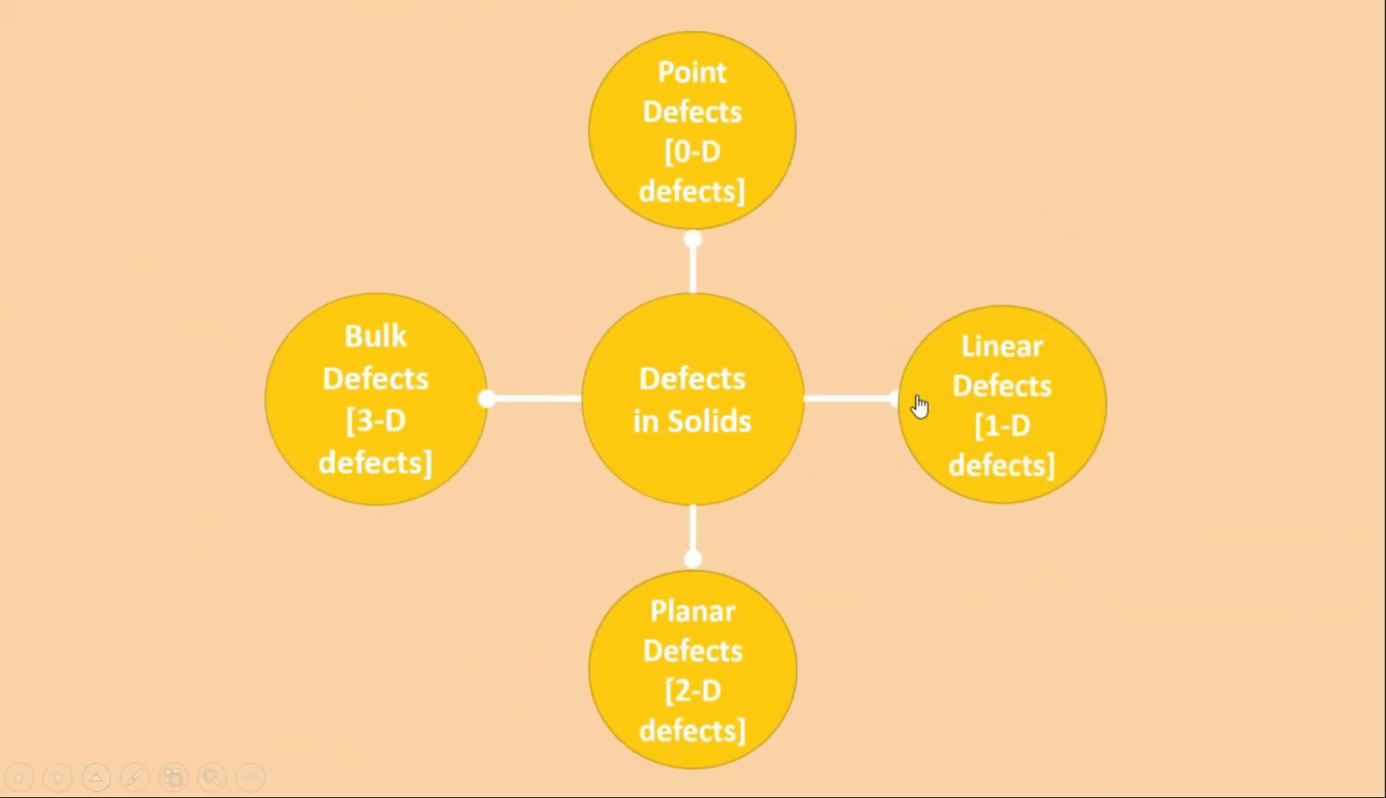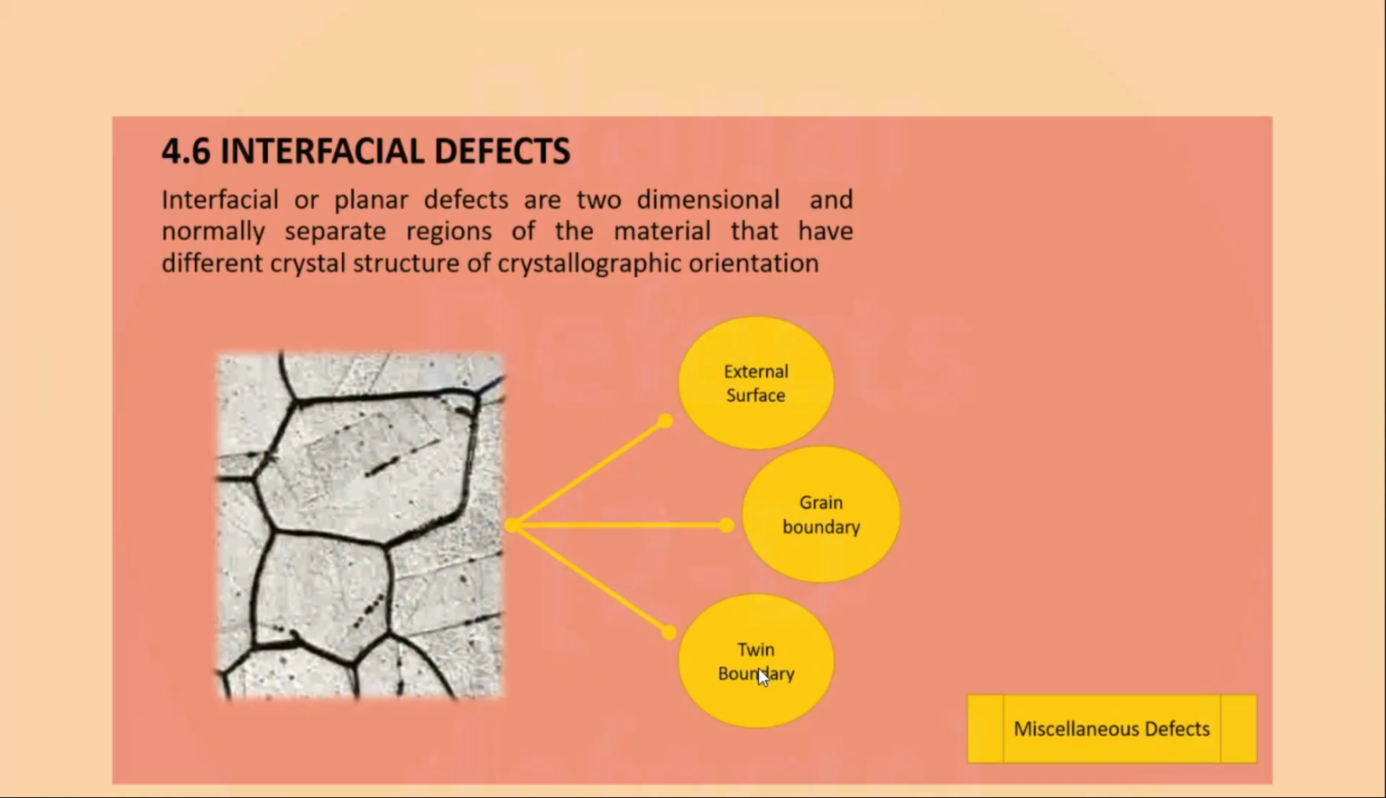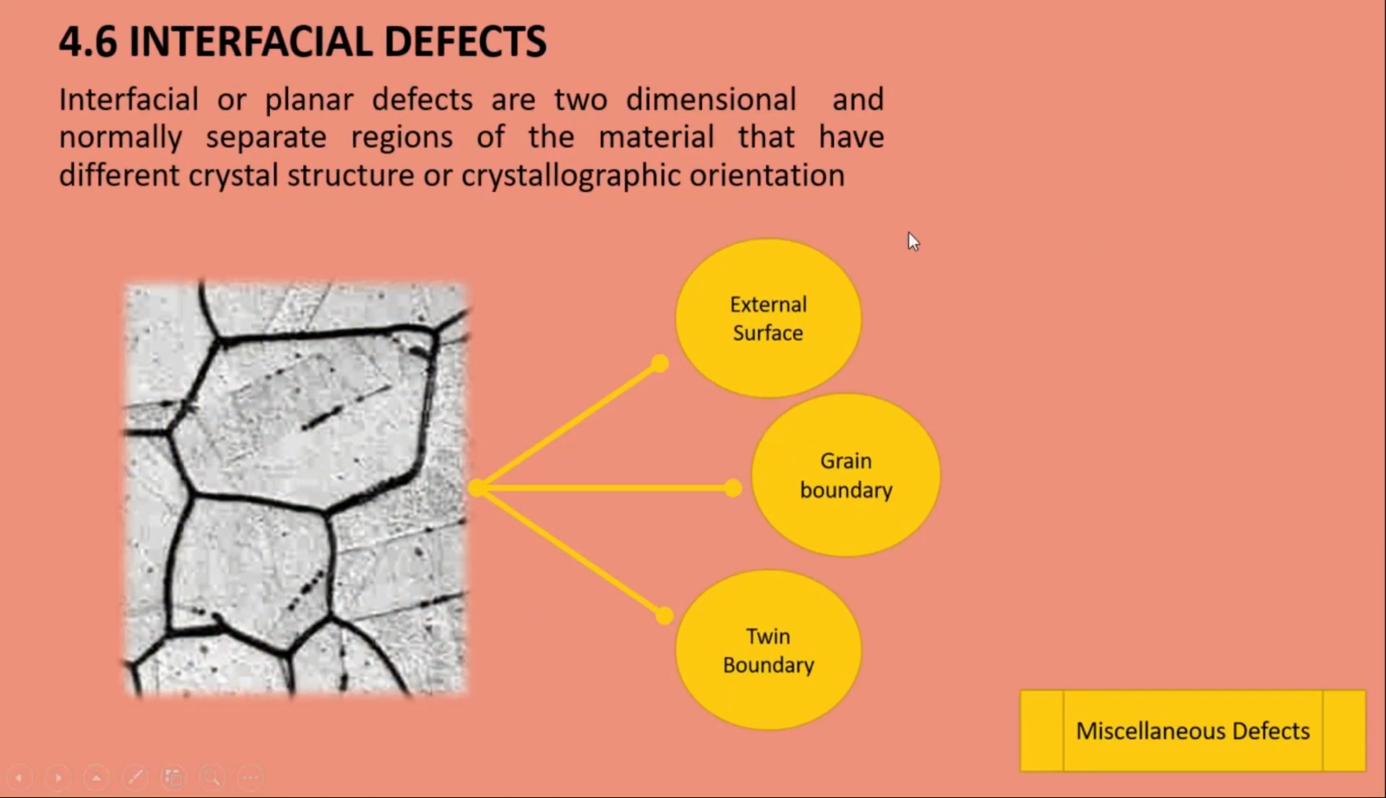Now we'll move towards the third type of defect, that is the planar defects. That is also called the two-dimensional defects. So the third type of defects is the interfacial defect. Interfacial or planar defects are two-dimensional defects. The first one was the point defect, that was zero-dimensional. Then we discussed linear defects, the one-dimensional. Now we are moving towards the two-dimensional defects.